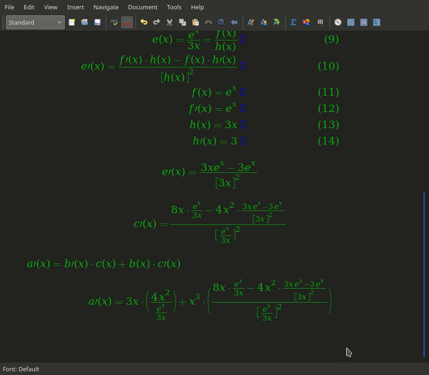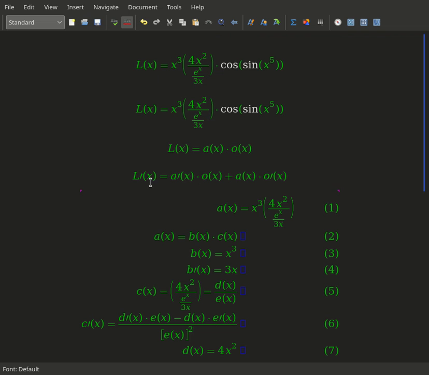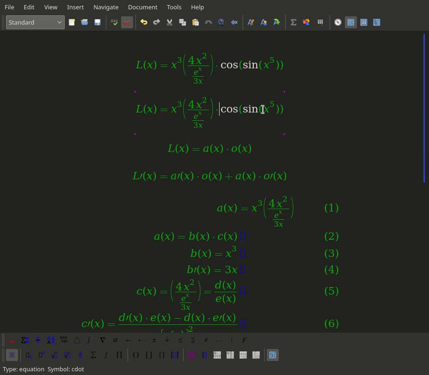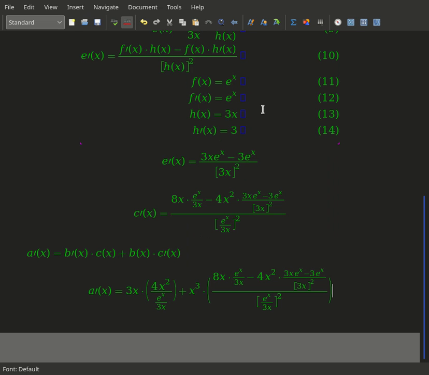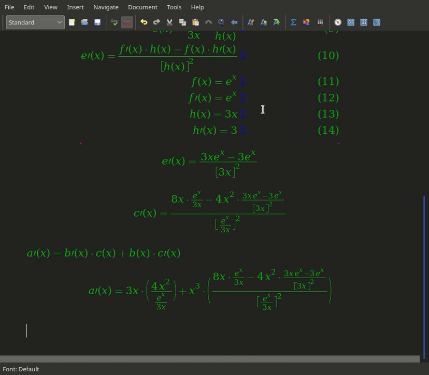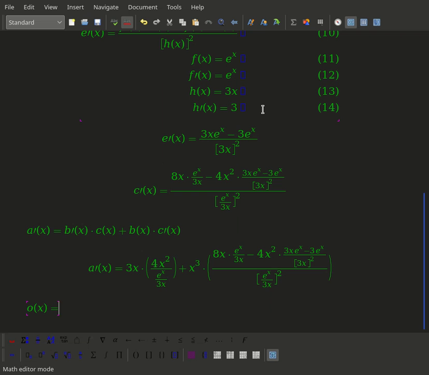Now, our original problem, scrolling up here, was A prime times O of X, got those, plus A of X, we got that. Now we just need O prime of X. And O of X is equal to this. So we're going to head back to the bottom of our document, and we'll say O of X is equal to that. Now we're going to start tearing that one apart.